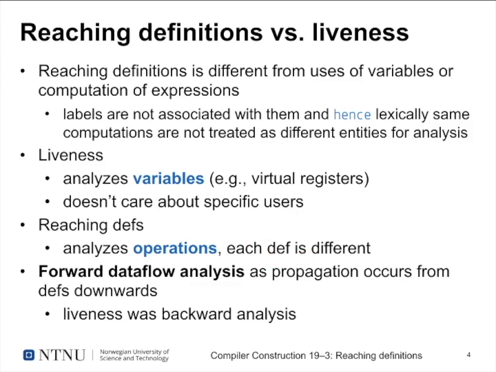So we have a forward data flow analysis now in our reaching definitions analysis, and we analyze values as the propagation occurs from the defs downward. In contrast, liveness was a backward analysis, so we went backward through our control flow graph.